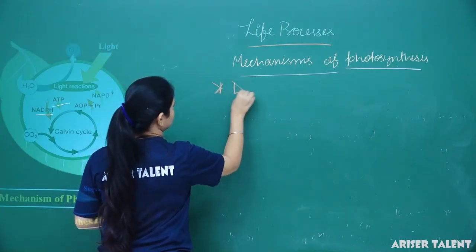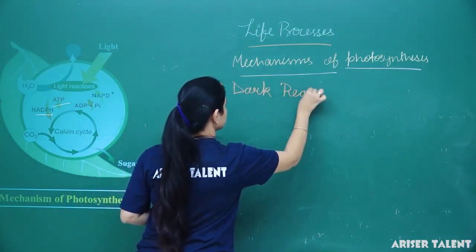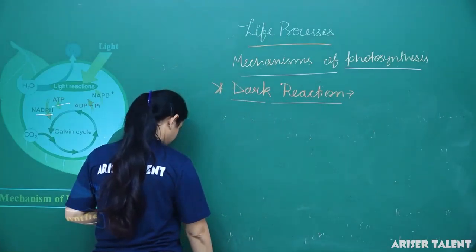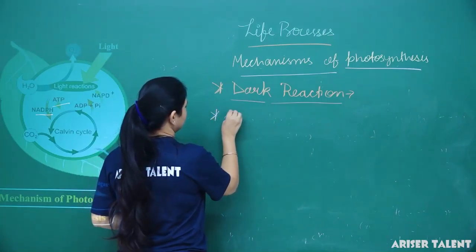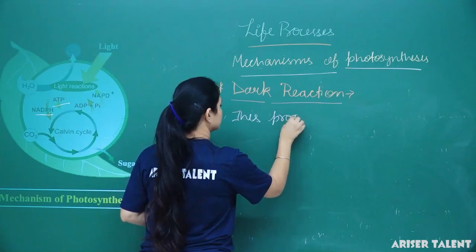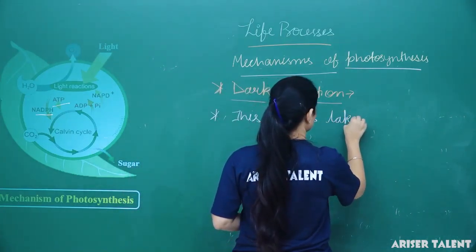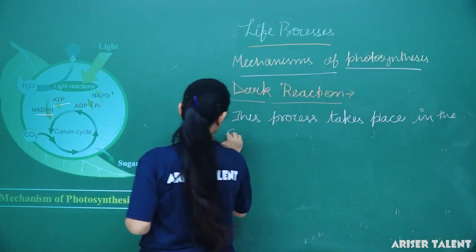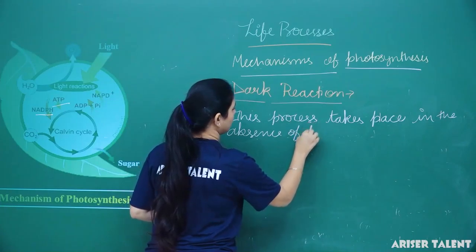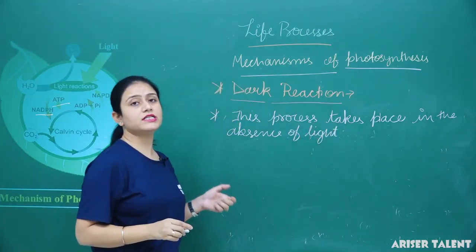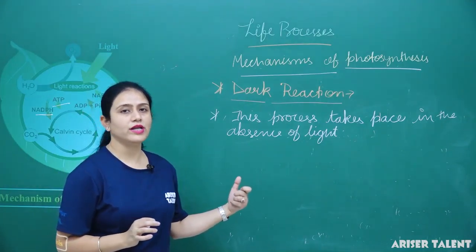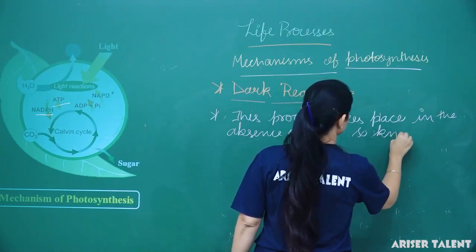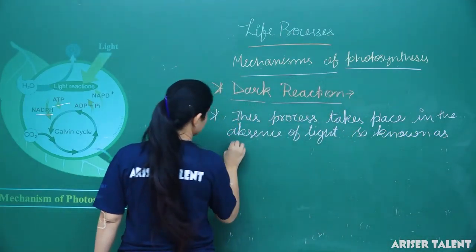Next is dark reaction. What is this dark reaction? This process takes place in the absence of light. Thus we can say these dark reactions do not require any light. This is the reason they are known as dark reactions. Okay, takes place in the absence of light, so known as dark reaction.